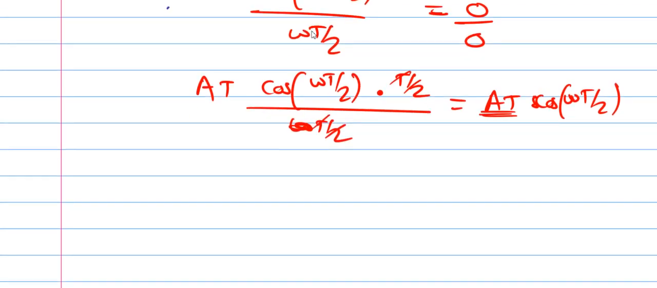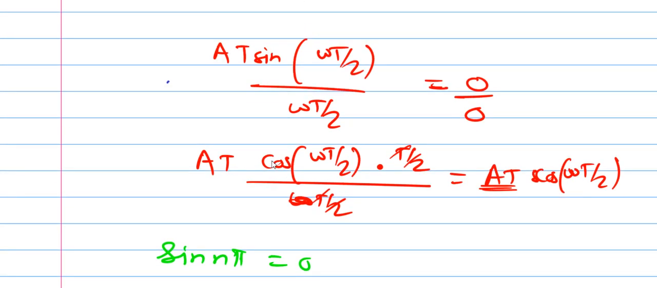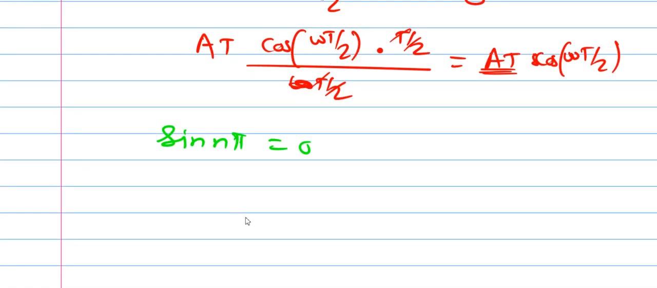When the sine function is 0, you should know that sine of n pi is 0, where n is 1, 2, 3, 4: sine pi is 0, sine 2 pi is 0, sine 3 pi is 0. This n can be negative also: sine minus pi is 0, sine minus 2 pi is 0, sine minus 3 pi is also 0. So when omega t by 2 equals n pi, where n is an integer, this sine function will be 0 and our Fourier transform X of omega is 0.